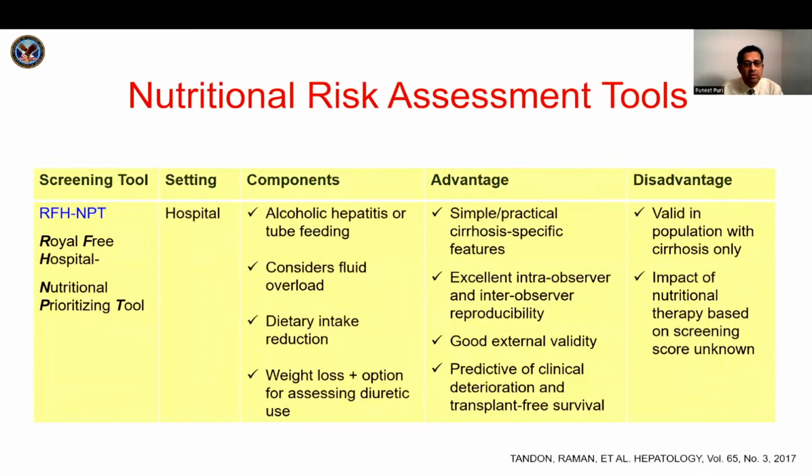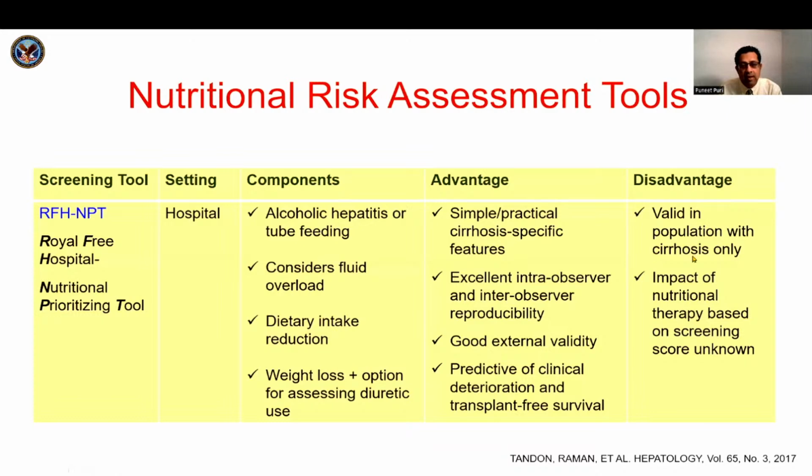So what are our tools that we can leverage to assess those who are at risk for malnutrition? For the hospitalized setting, a tool that may be relevant is the Royal Free Hospital Nutrition Prioritizing Tool. And this is more specific to patient populations with alcoholic hepatitis or tube feeders. There are several advantages: it's simple, practical, and specific to the cirrhosis population. It has excellent intra-observer and inter-observer reproducibility, as well as good external validity. It is also predictive of clinical deterioration and transplant-free survival.